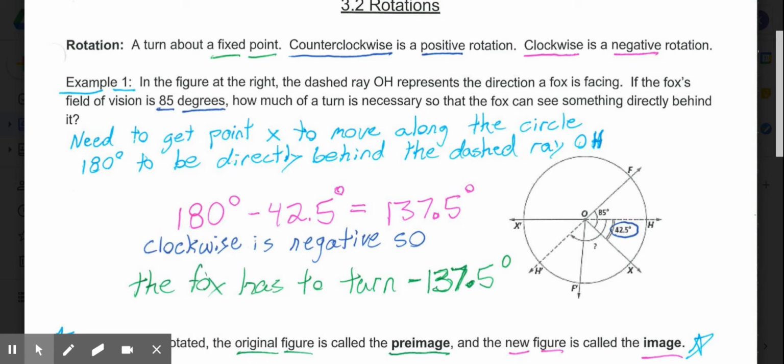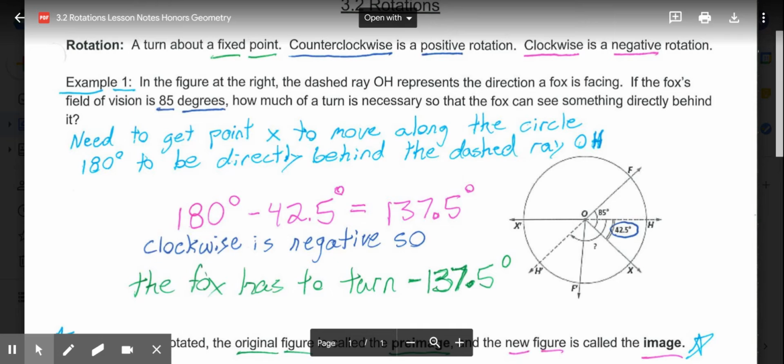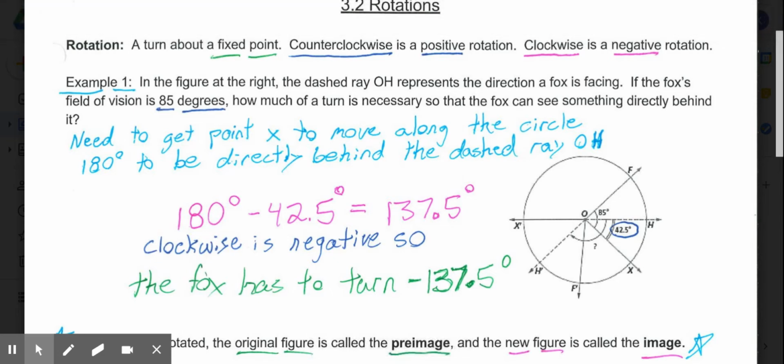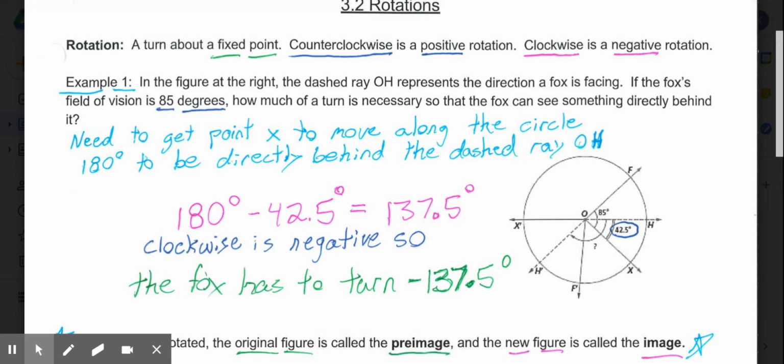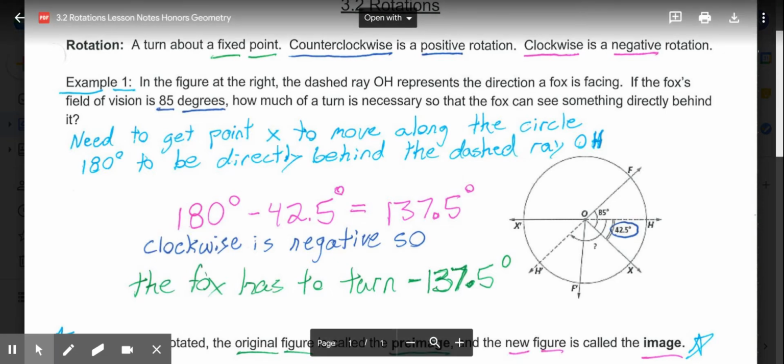So in example 1, it says in the figure at the right, the dashed ray OH represents the direction a fox is facing. So the fox is facing O to H, this ray here. If the fox's field of vision is 85 degrees, how much of a turn is necessary so the fox can see something directly behind him?